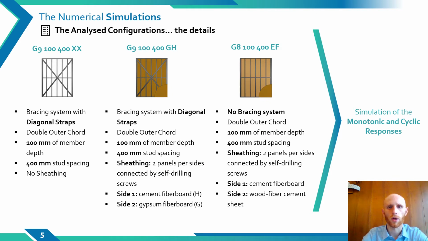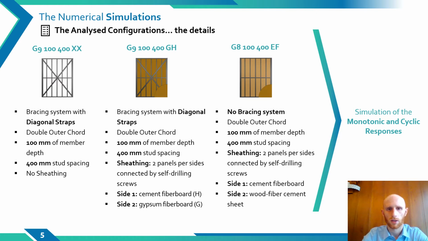Among all these configurations that we have seen, I selected 3 of them on which to develop and calibrate the numerical model. In detail, the first, G9XX, is a bare frame configuration featured with a diagonal bracing system. The second, G9JH, has the same steel frame as the first, but is completed with the sheeting.